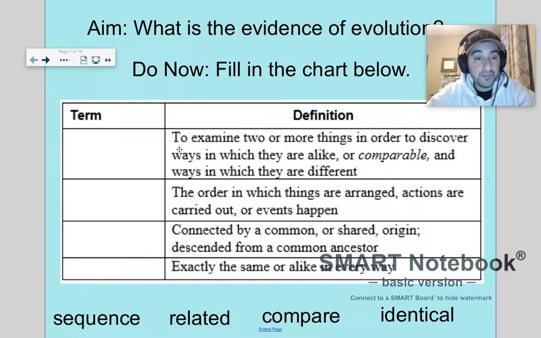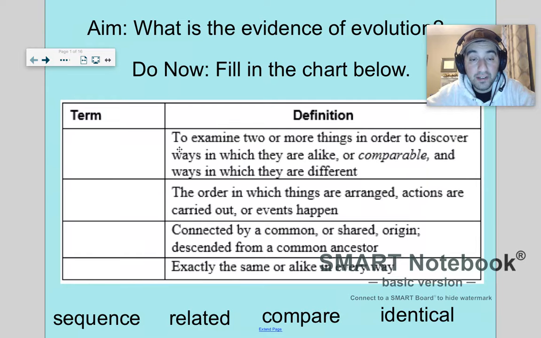Press pause on this video. I would like you to open up your previous guided notes on evolution. You might want to go over them quickly just to refresh your minds and your memories. If you need to do that, you can do that now. All right, so let's get started with today. Let's take a look at the first definition.